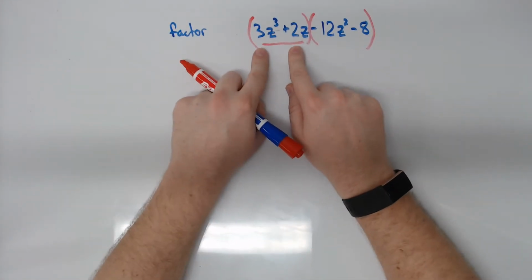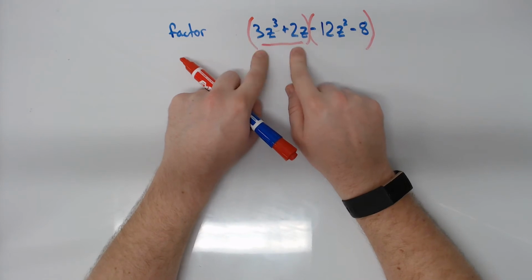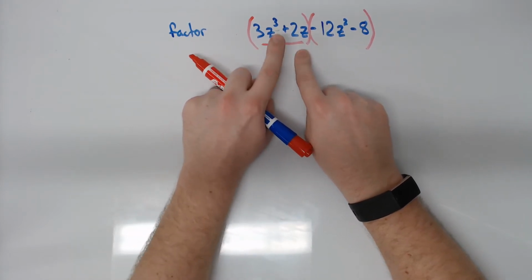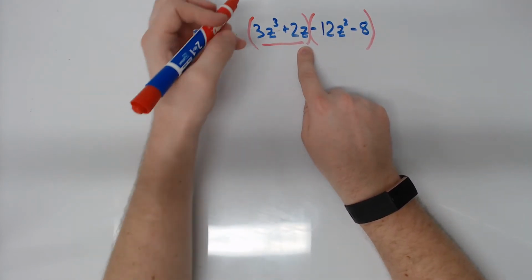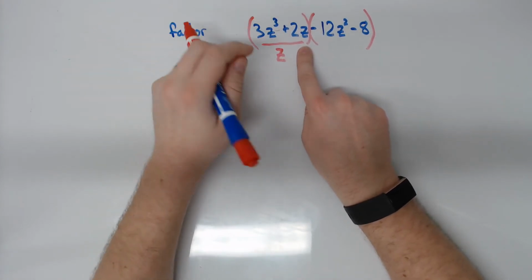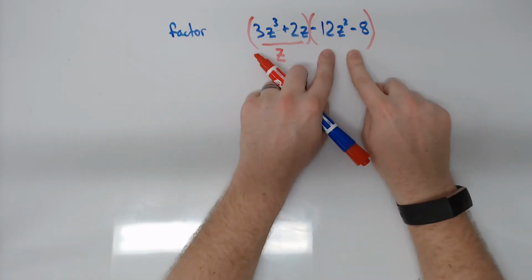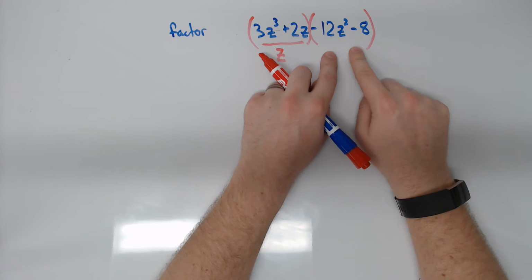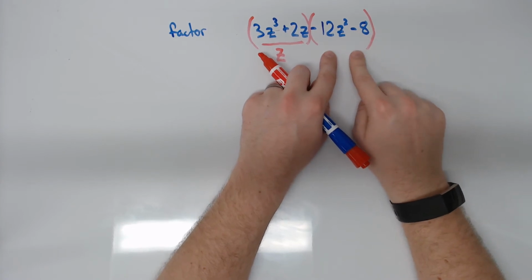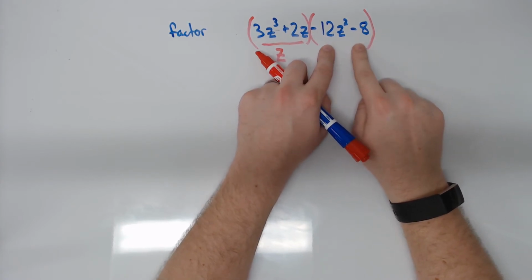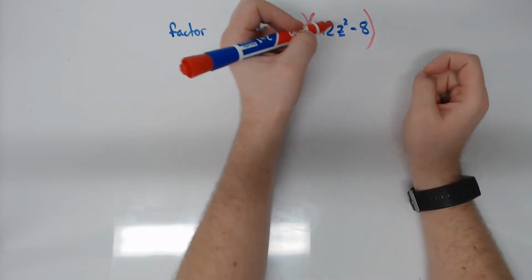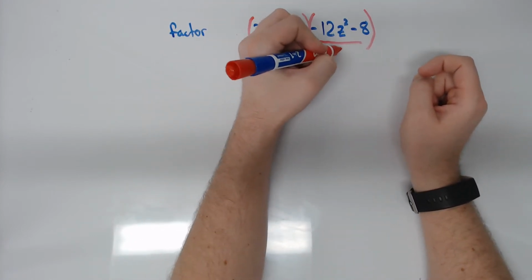So my numbers are 2 and 3. Those don't have any common factors. Then I have 3 z's and 1 z. I am able to take out 1 z. Now for the second parentheses, negative 12 and negative 8. 12 and 8 are both divisible by 4. So I'm going to factor out a negative 4.